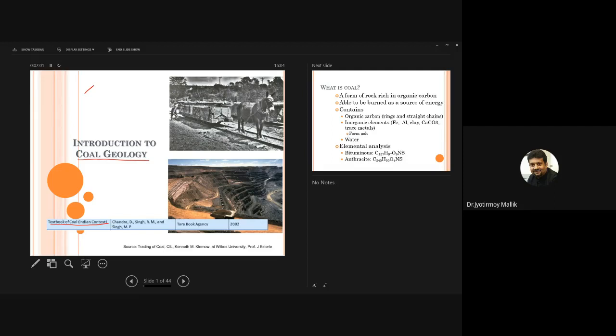Only the overburden has been removed, and you can essentially see the coal seams. This happens for shallower coal seams when we try to excavate them. It's beautiful. You can see these benches, and these benches have been excavated to take coal out of it.